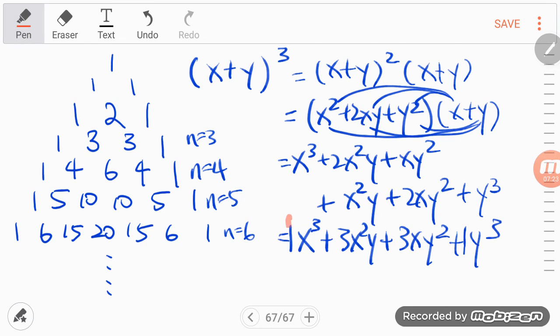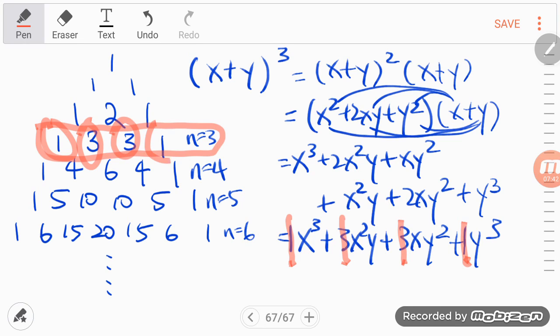So let's take a look. I'm going to highlight the 1 here, highlight the 3, and the 1. And I want you guys to look at this row when n is equal to 3. 1, 3, 3, 1. Isn't that cool? So, the Pascal's triangle is super useful in terms of giving us the coefficient of the respective term.